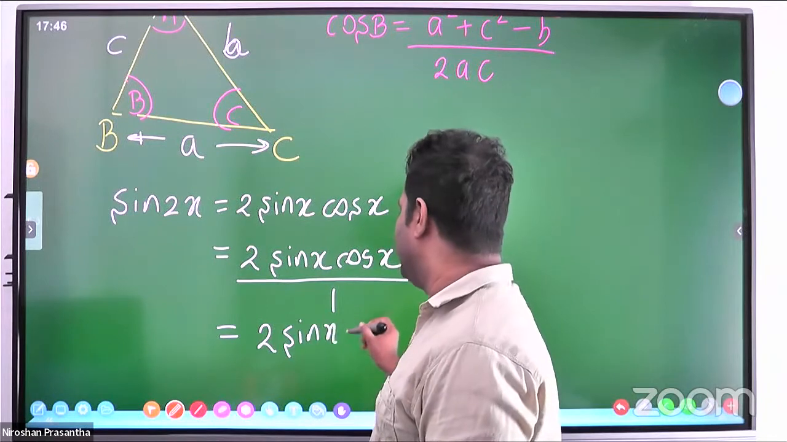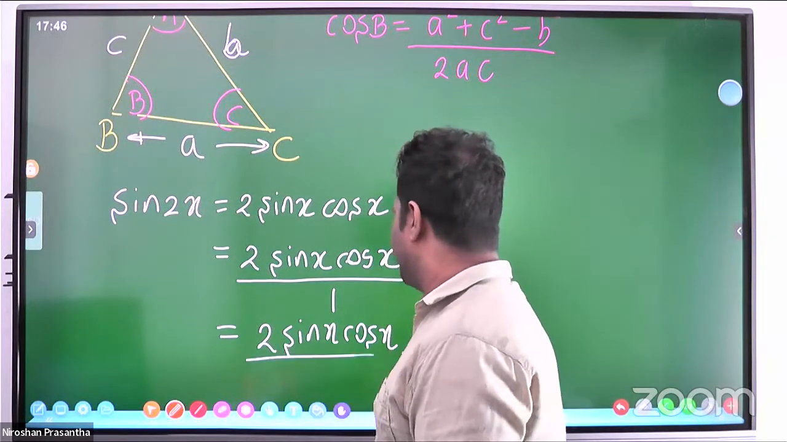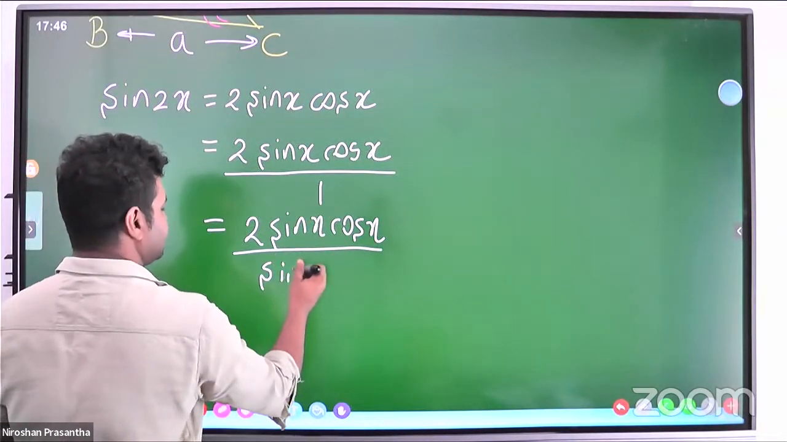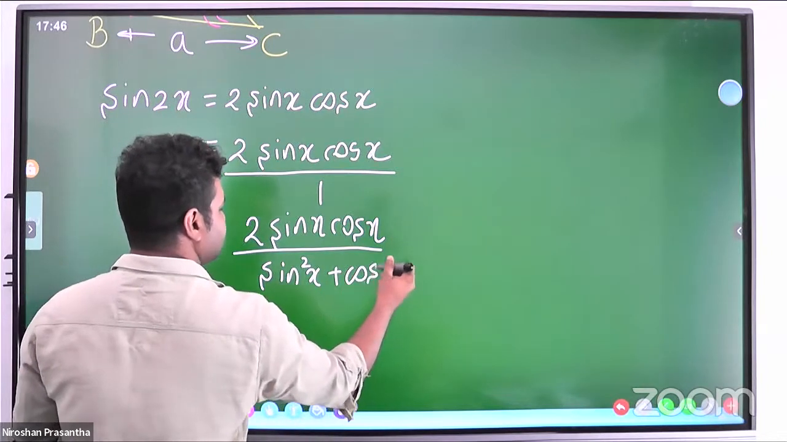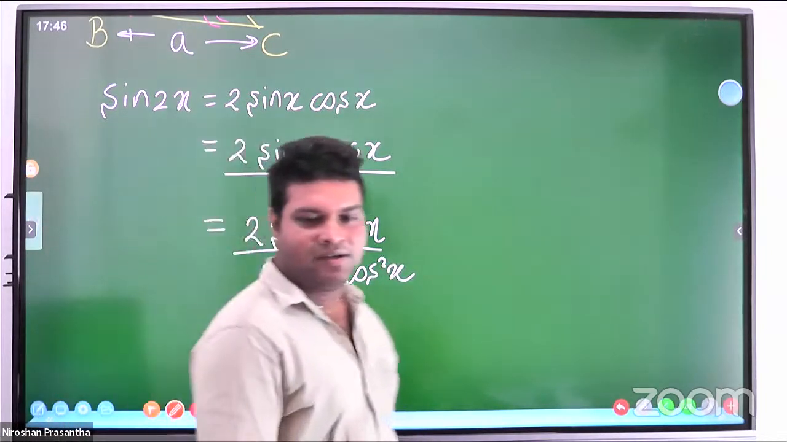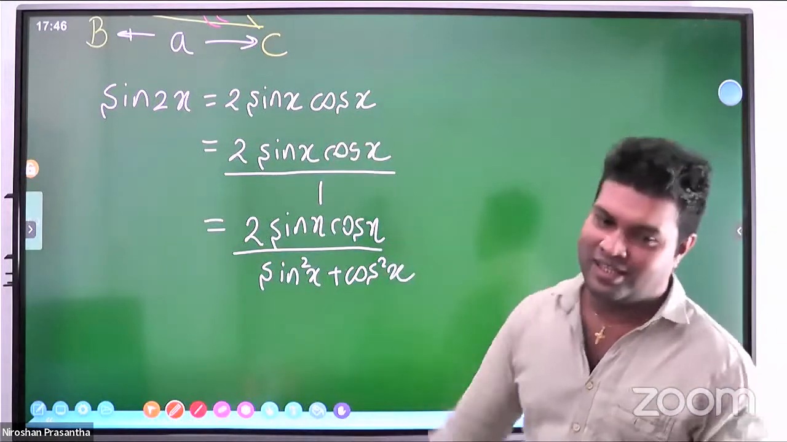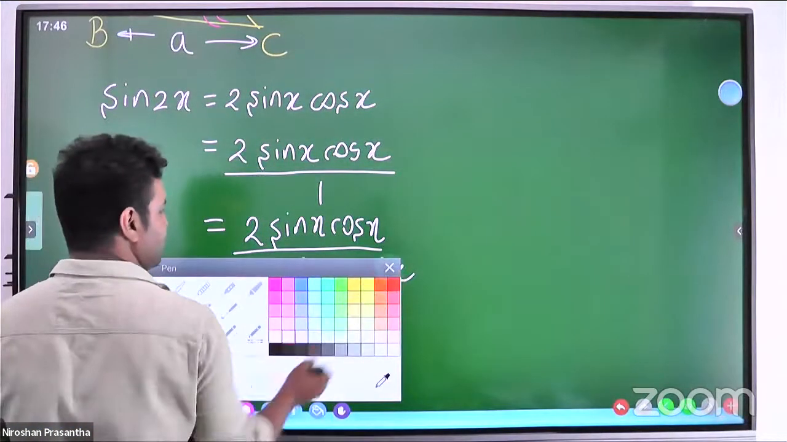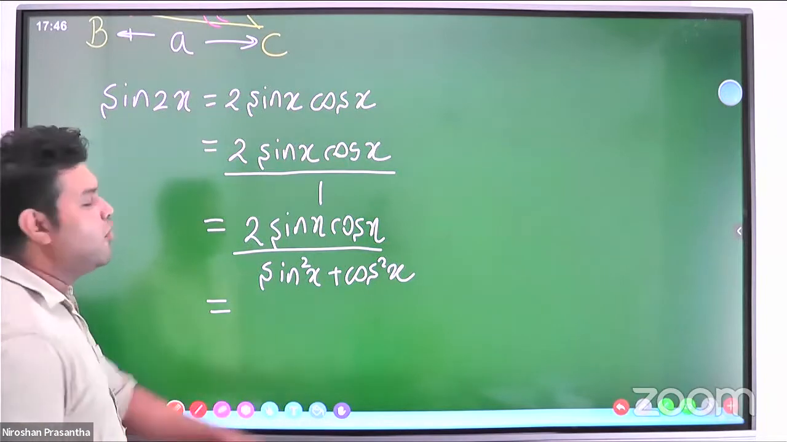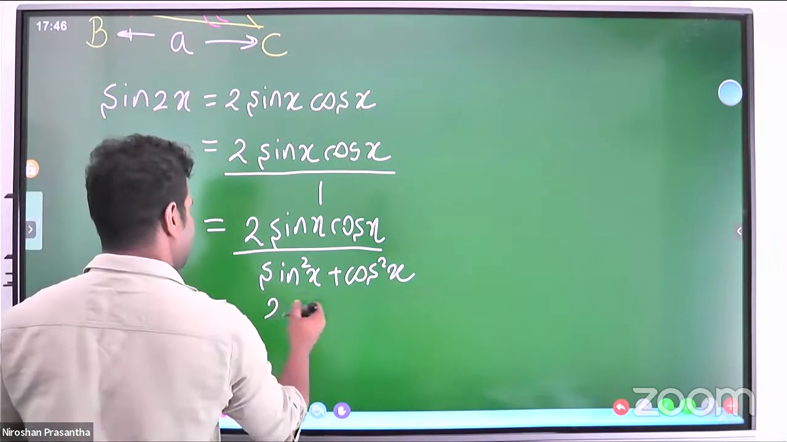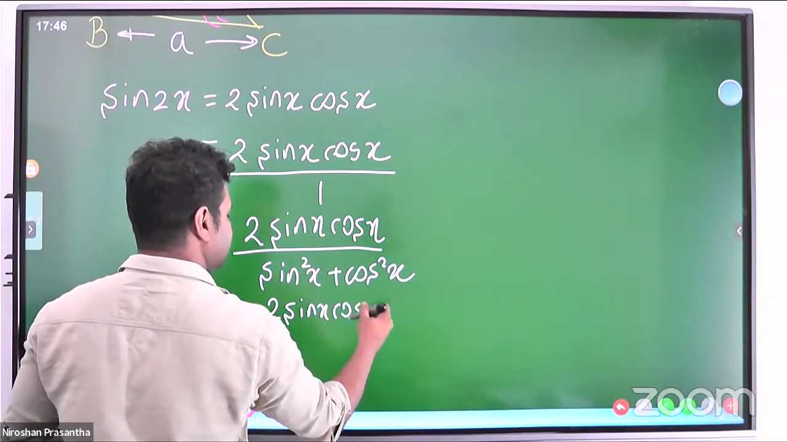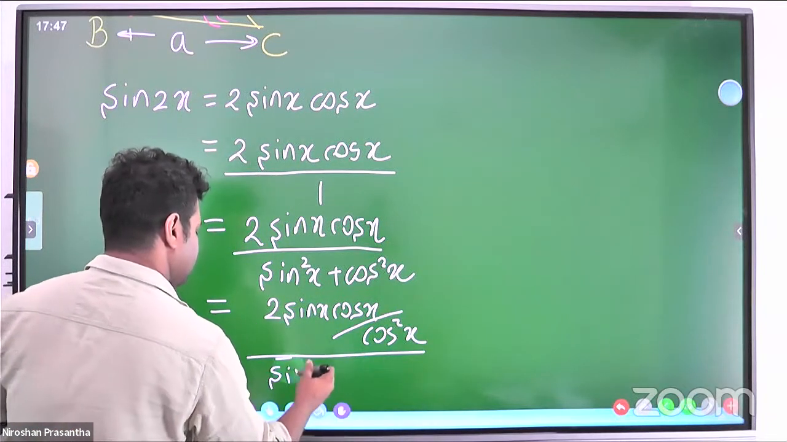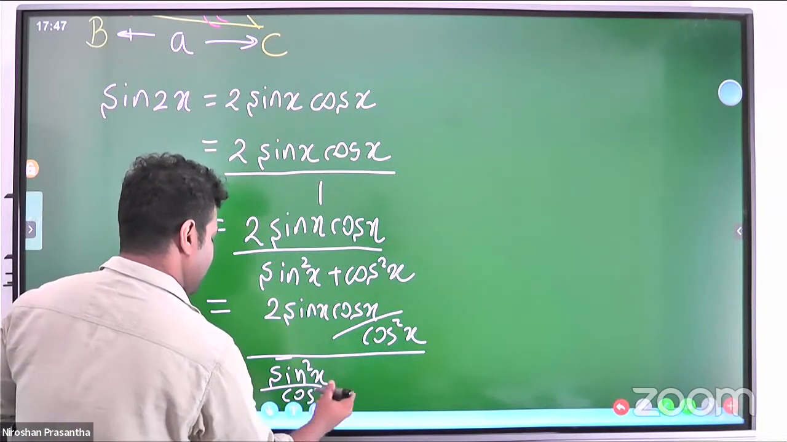In parametric form, we have done this. What is written instead of 1? Sine square x plus cos square x. Theoretical. Then we have to divide both sides by cos square x. 2 sin x cos x, you can divide by cos square x, over sin square x plus cos square x.